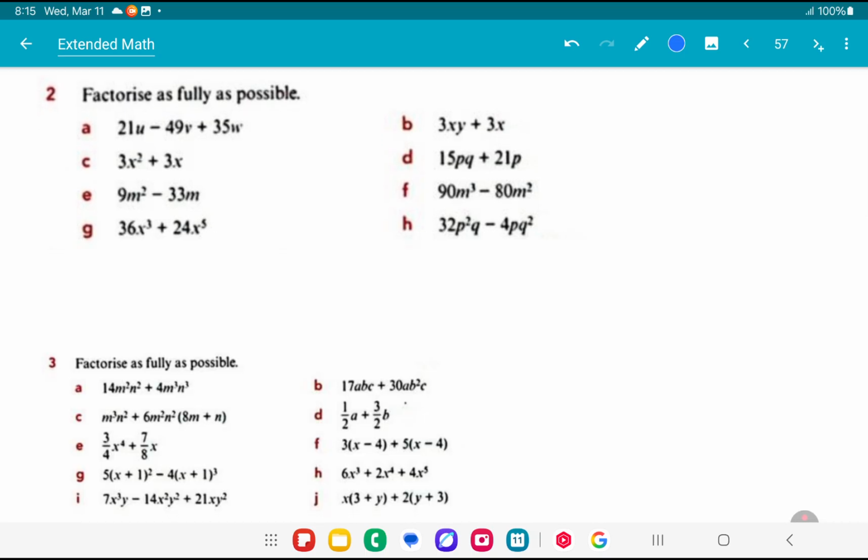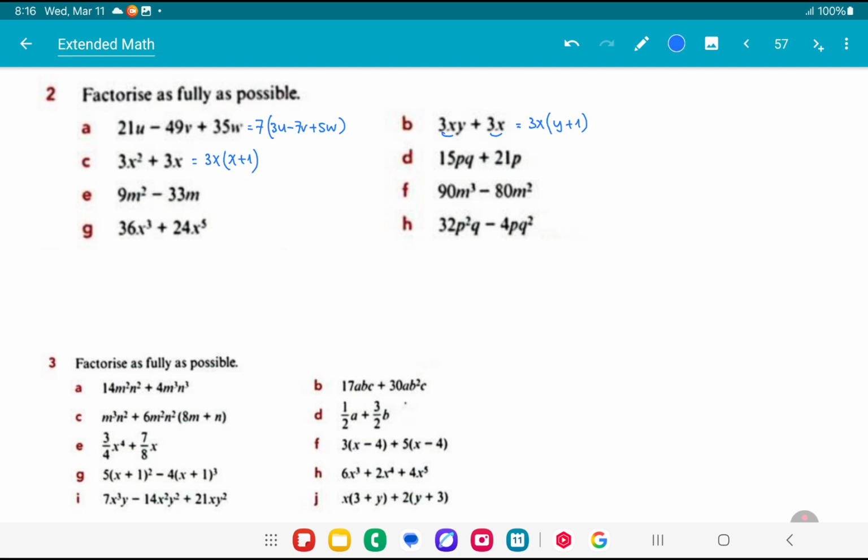Factorize as fully as possible. 21u minus 49v plus 35w, we can divide by 7, so 7 and then multiply by 3u minus 7v plus 5w. For question B, 3xy plus 3x, we can see that both terms can be factorized with 3x, so we get 3x multiplied by y plus 1. For question C, 3x squared plus 3x, we can divide both by 3x. We get 3x multiplied by x plus 1.